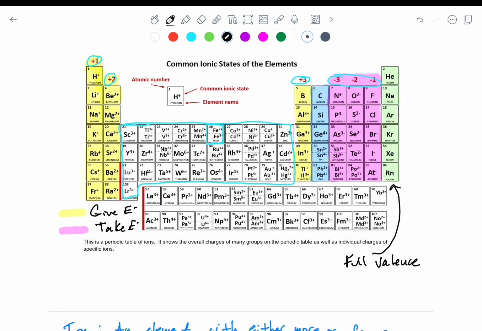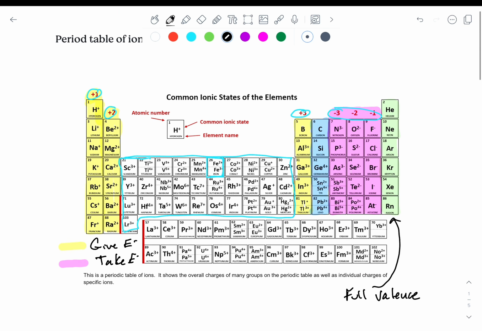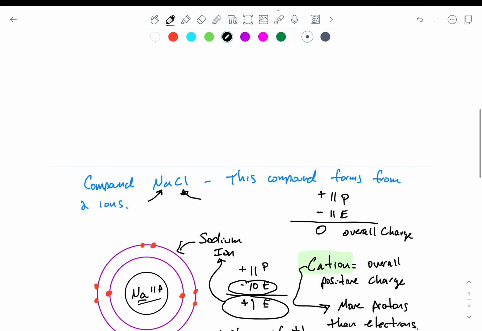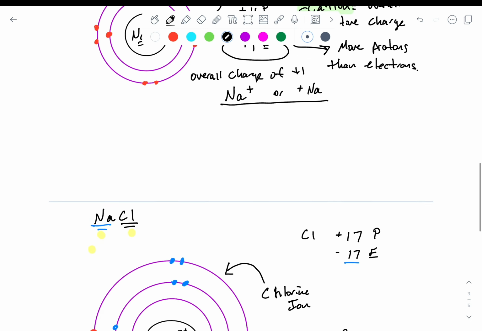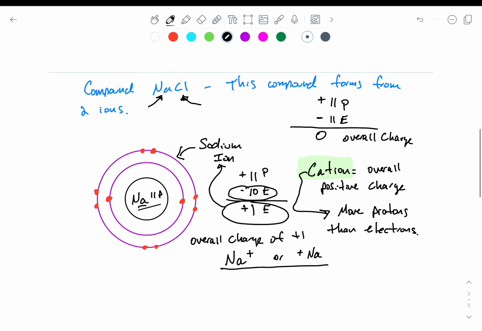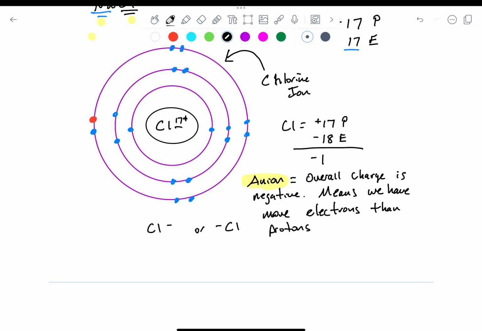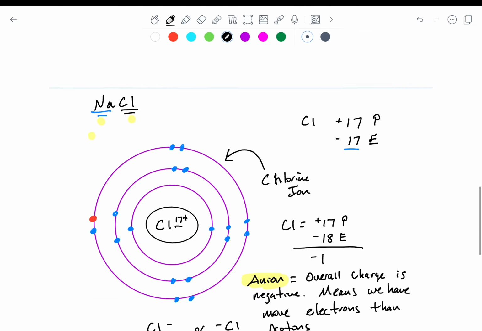All right. So when we take a quiz about ions, I want you to have this sheet in front of you. Again, you have your periodic table of ions, you've got a couple sets of notes, and you've got explanations for how we make both cations, which have an overall positive charge, and anions, which have an overall negative charge. Okay, that's it. Good luck.